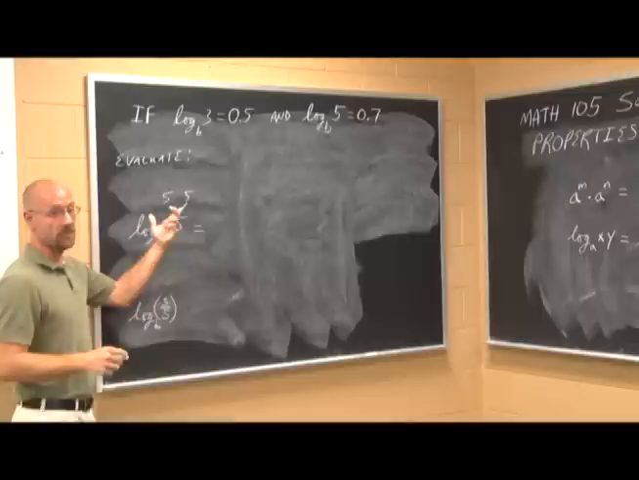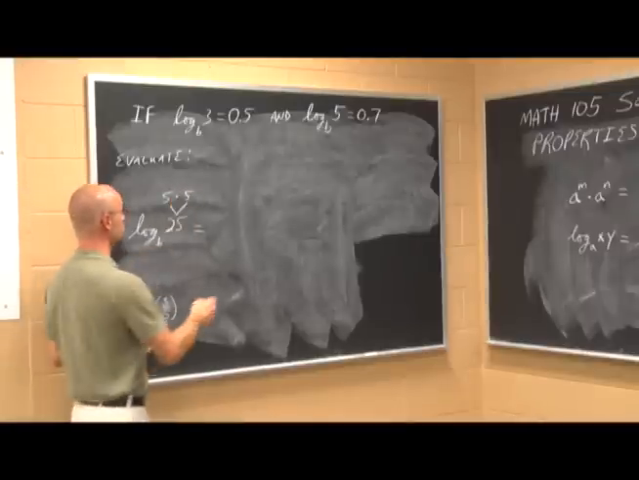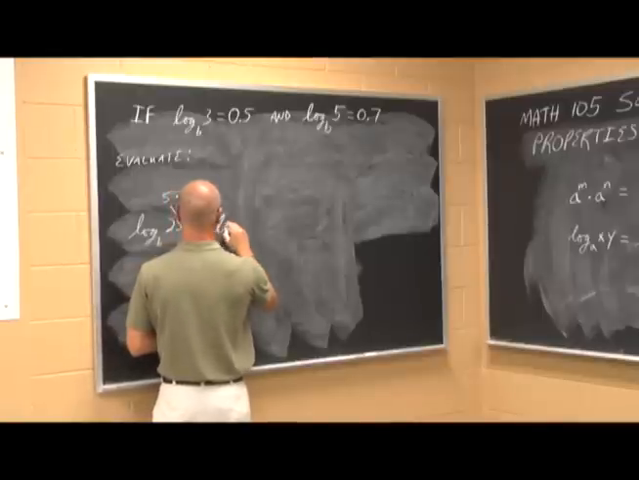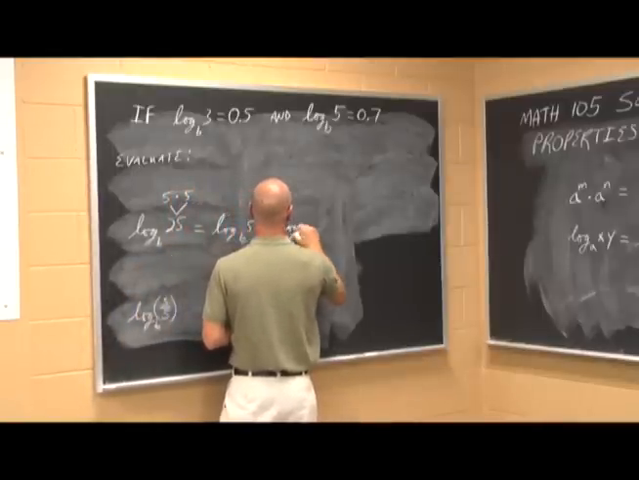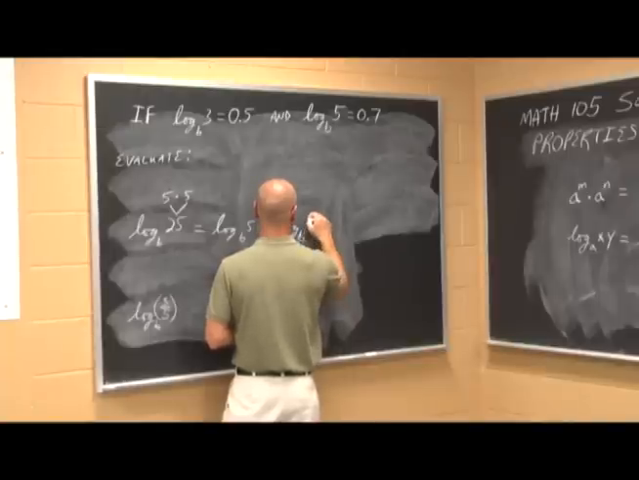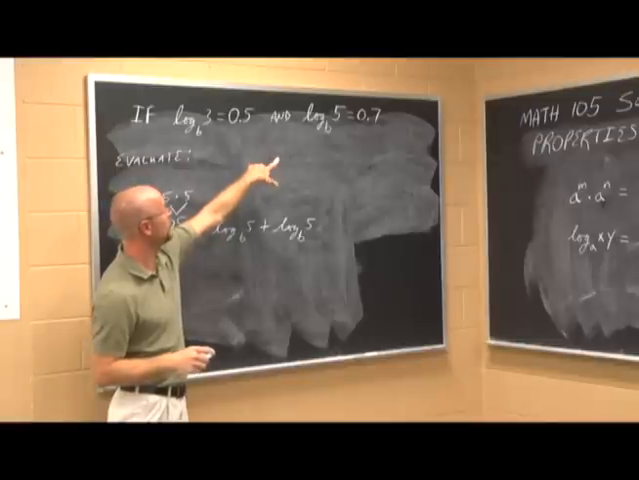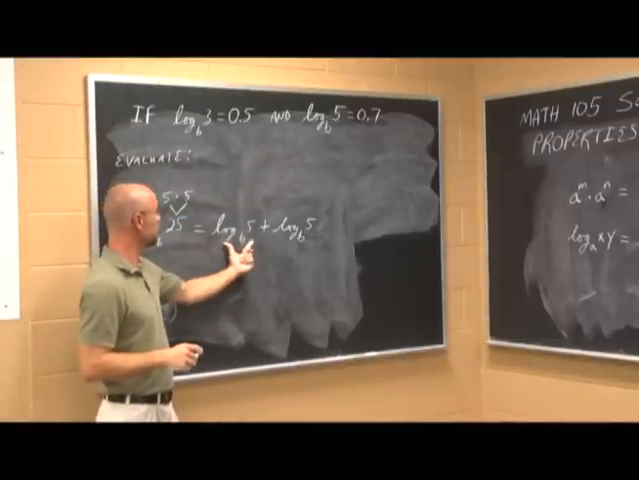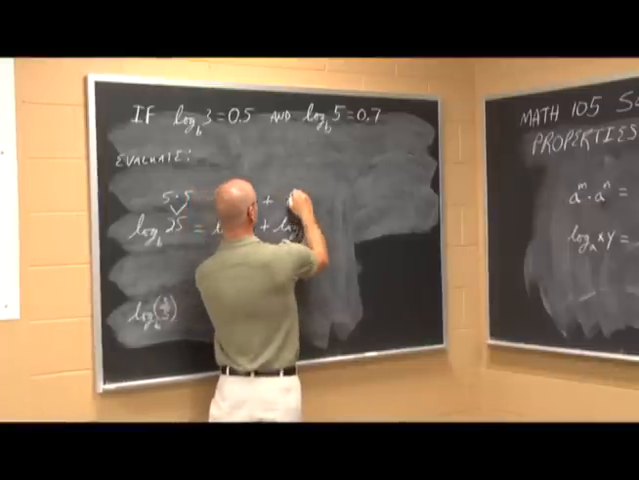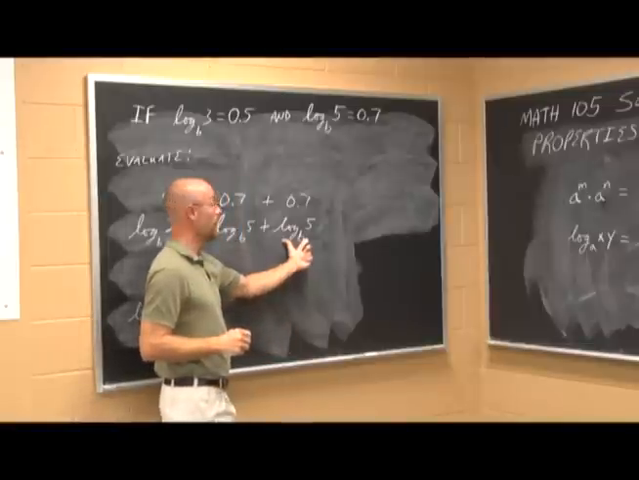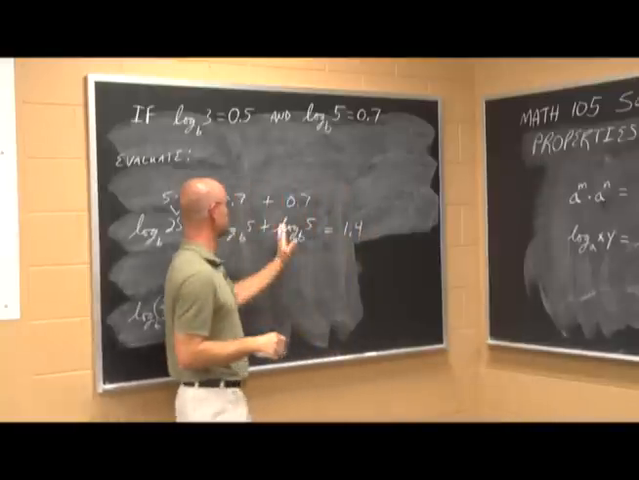Well, 25 is 5 times 5, right? And since that's multiplication, let's split it up using that product. Log base b of 5 plus log base b of 5. Well, if we return to this, I know log base b of 5 is 0.7. So if this value is 0.7, I can add the same value, 0.7, and I can have 1.4. So I've solved this.